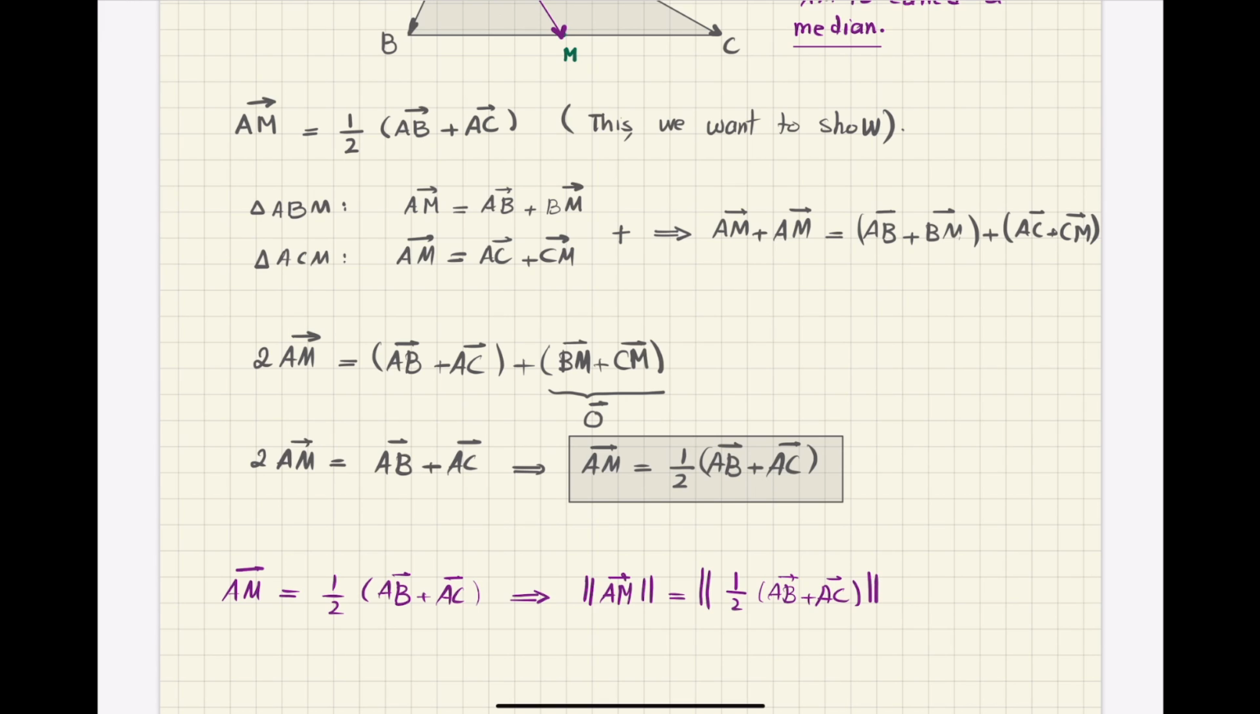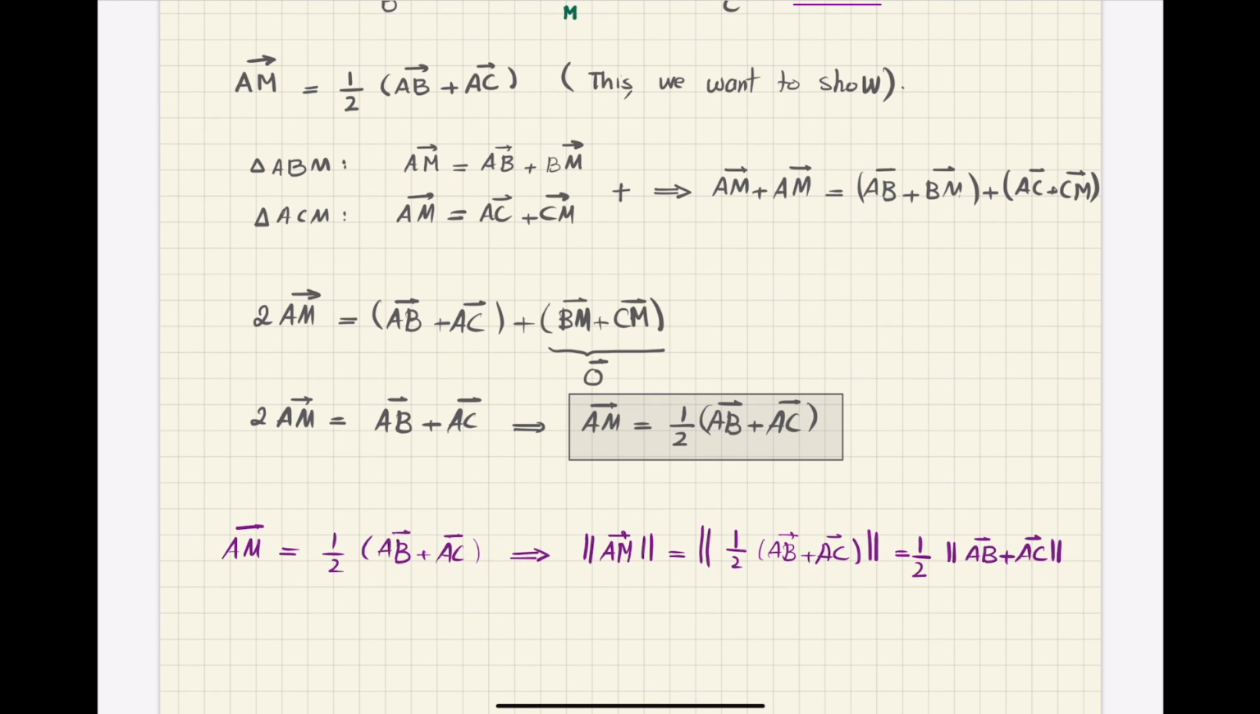Yes? But do you remember the length of a number multiplied by a vector? Here 1/2 is positive, so it becomes 1/2 of the length of vector AB plus vector AC. Yes? But this is not equal. This is important. This is not equal to saying that 1/2 the length of the first vector plus the length of the second vector. Yes, this is not true.